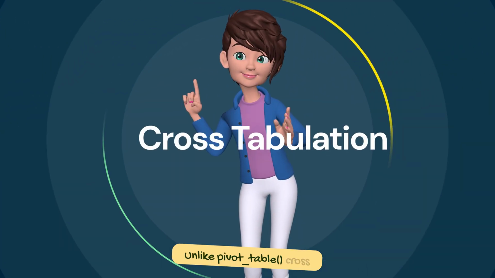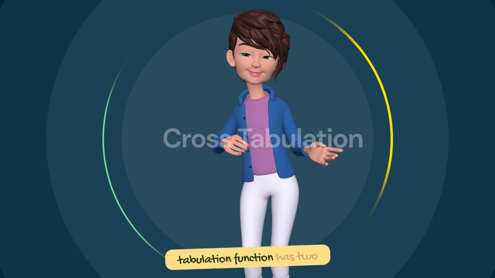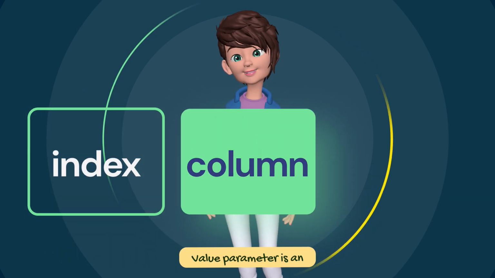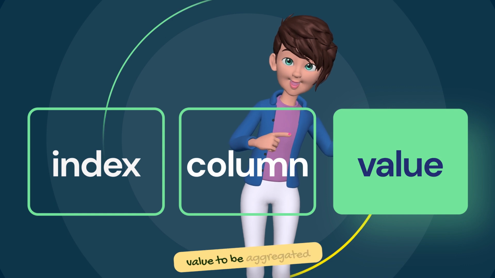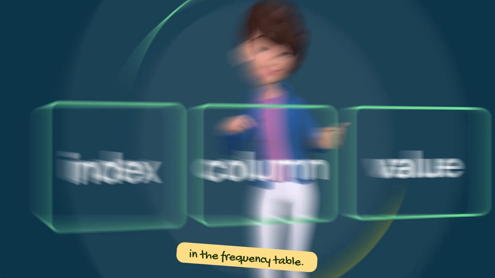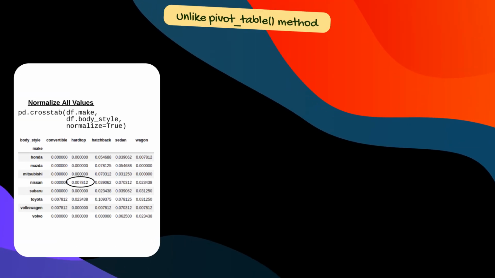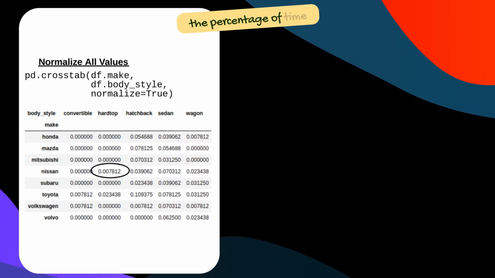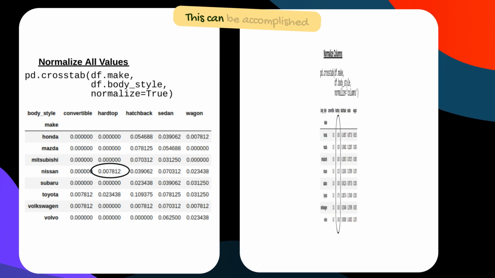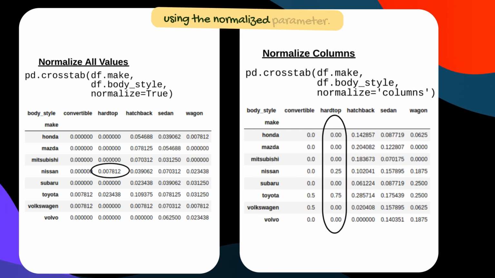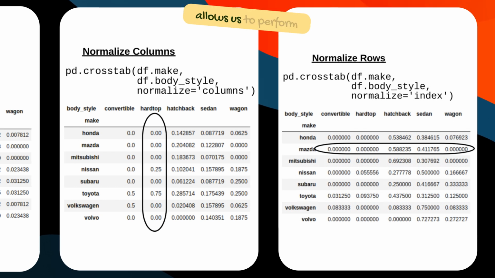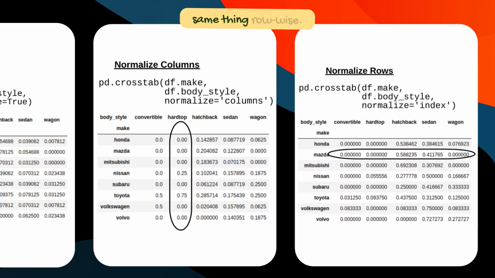In Pandas, the cross-tabulation function provides a simple and flexible way to compute frequency tables of two or more variables. Unlike pivot table, the cross-tabulation function has two main elements: index and columns. The values parameter is optional and specifies the value to be aggregated in the frequency table. Unlike the pivot table method, the cross-tabulation function allows us to understand the percentage of time each combination occurs. This can be accomplished using the normalize parameter. The normalize parameter is even smarter because it allows us to perform the summary on just the columns or rows. We can do the same thing row-wise.